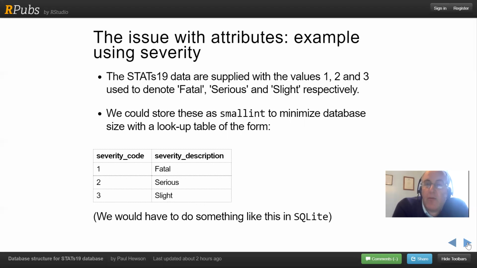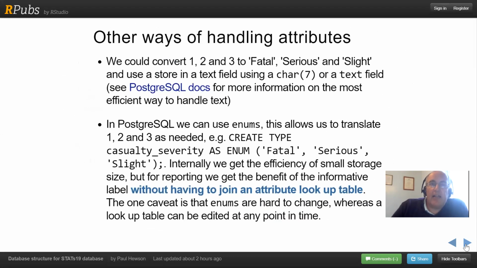And what we could do if we were being very efficient with our database design is use a small integer type to store the 1, the 2, and the 3, and then have a lookup table which we could then join to tell us what the 1, 2, or 3 meant in terms of fatal, serious, or slight. And there's a little note there, if we were using SQLite, that's pretty much what we would have to do. We would have to have this lookup table. The interesting thing is we don't have to handle attributes like that nowadays.